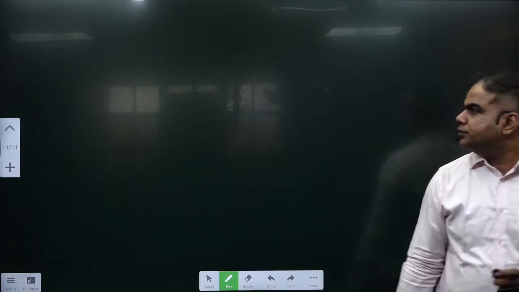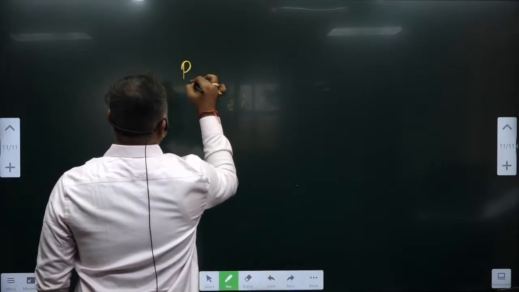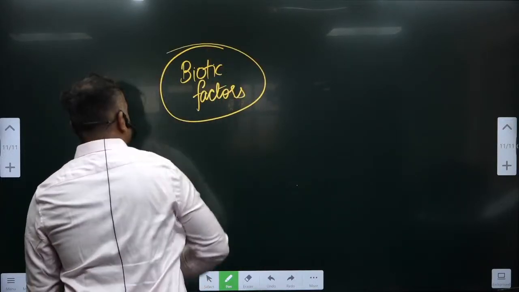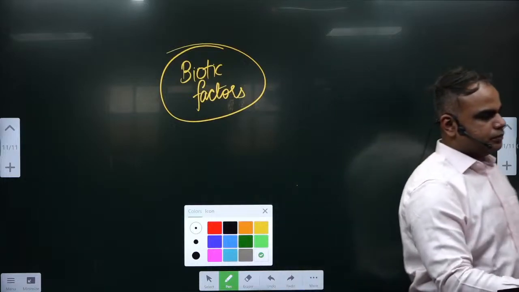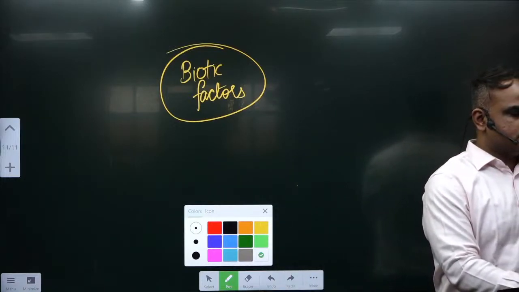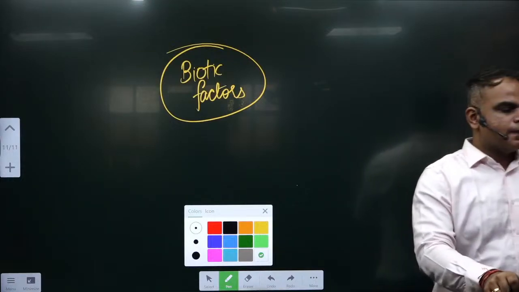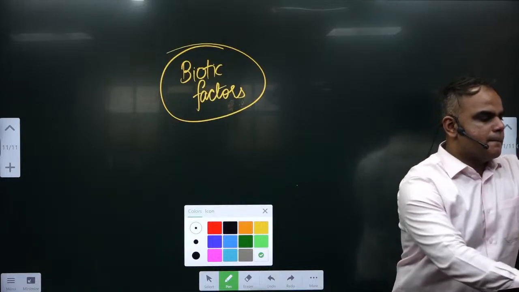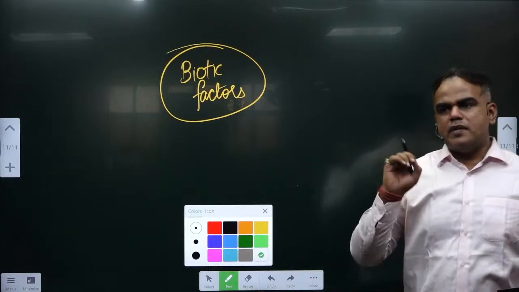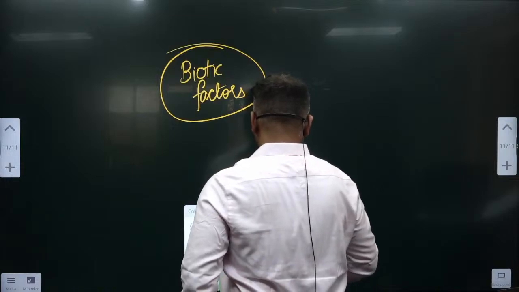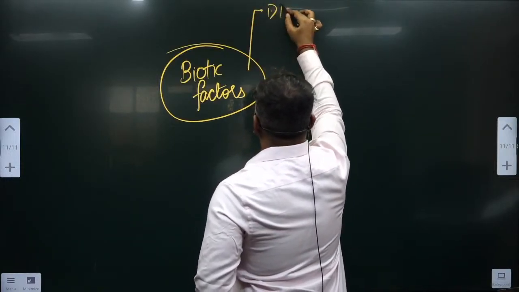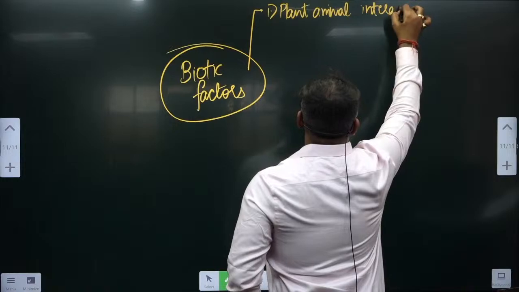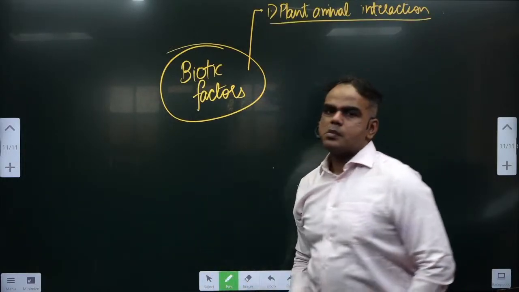Before that, just one small heading of biotic factors, because for biotic there are a lot of things. So I'll mention a very small part to you. That should be there in your notes. The very first part here is plant animal interactions. Only one very short point we'll write down.